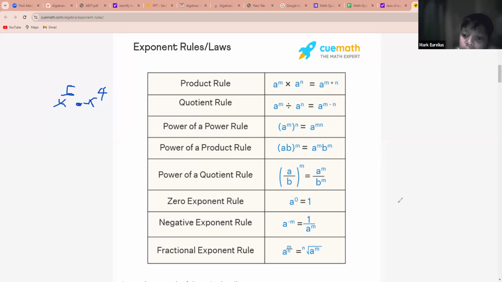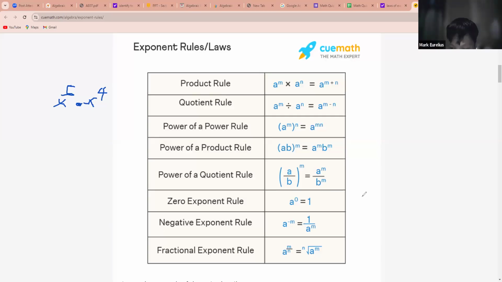It's equal to 6 plus 4. X raised to the power of 5 plus 4. What would it give you? X raised to the power of 4 plus 5, or 5 plus 4. 5 plus 4 equals 9.